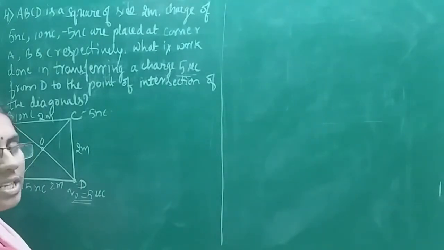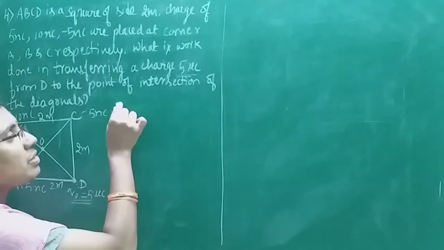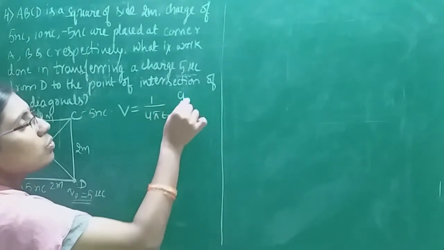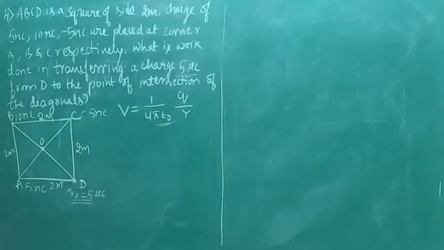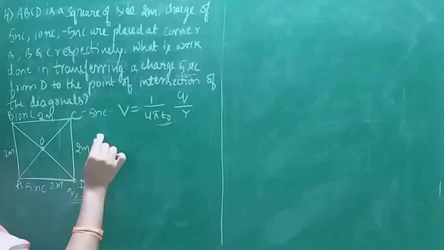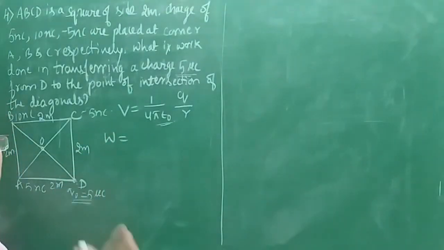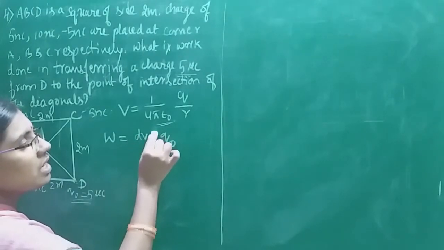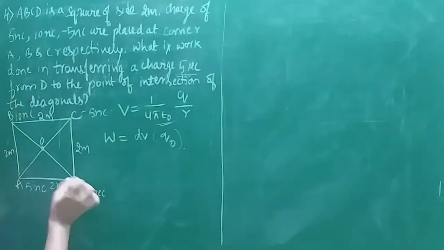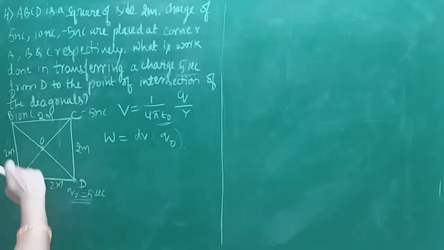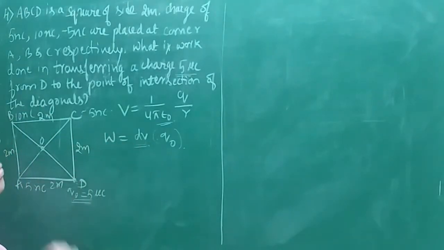As usual, first we have to write the formula for electric potential, that is V is equal to 1 over 4 pi epsilon naught Q by R. Right, this is the formula. In order to transfer the charge Q0 from D to O, we need to do some work. That work done, as I told you in the second problem itself, is the potential difference into the charge that we are moving, that is dV into Q0. So potential difference means here we need to calculate the total potential at D due to all these 3 charges and the total potential at O due to all these 3 charges. After that we have to find the potential difference.